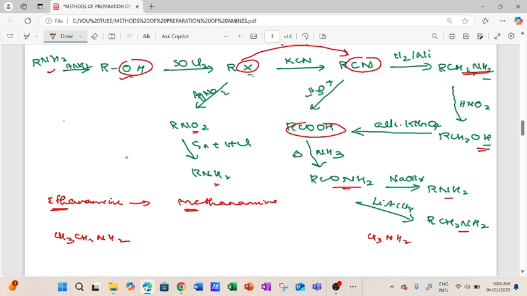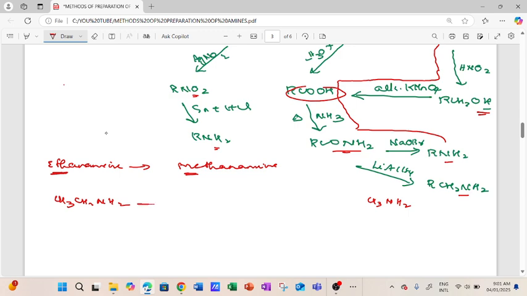Now you have to think about the path. See, this path you can follow: RCH2NH2 to RCH2OH and then to acid and then to amide and then to RNH2 by using Hofmann-Bromamide degradation.